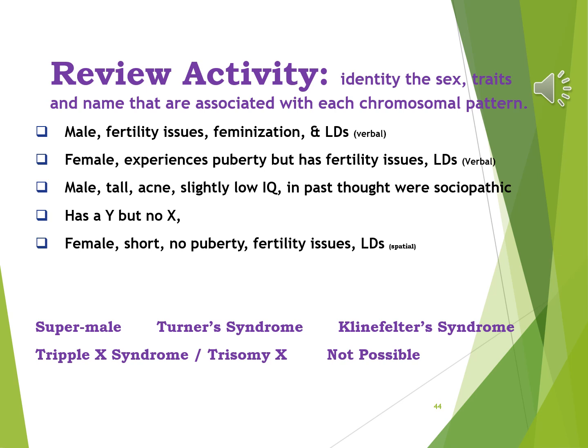And the last one, short, female, no puberty, that's the key from the other one, no puberty, fertility issues, and learning disabilities, in this case a spatial, that would be a female with just one X. So that would be the XO, so that would be Turner syndrome.